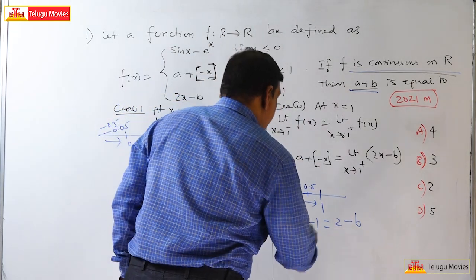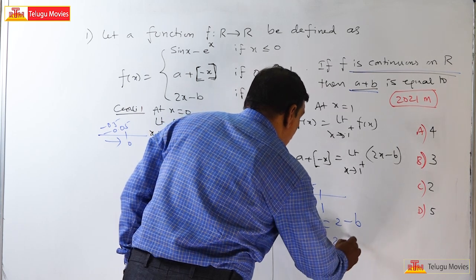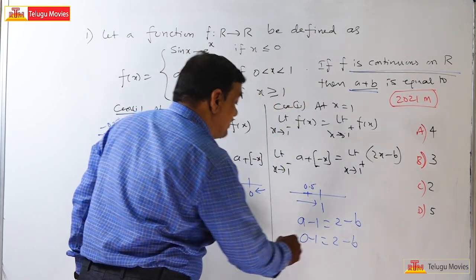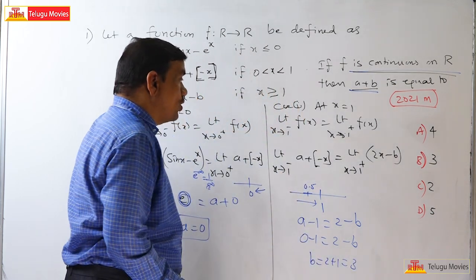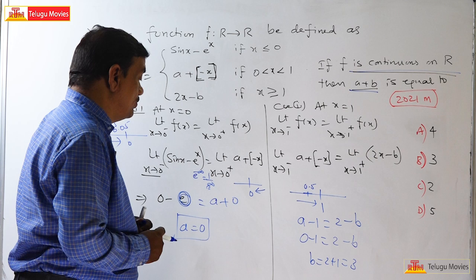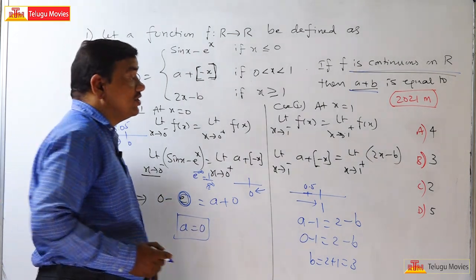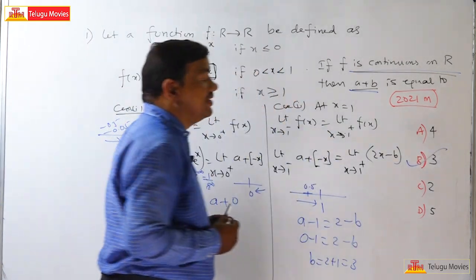Okay, so this is a is equal to 0, minus 1 is equal to 2 minus b. So take a minus b to this side. So this is 2 plus 1, this is equal to 3. So b value is equal to 3. So a plus b is equal to 3. So option B will be the correct answer.